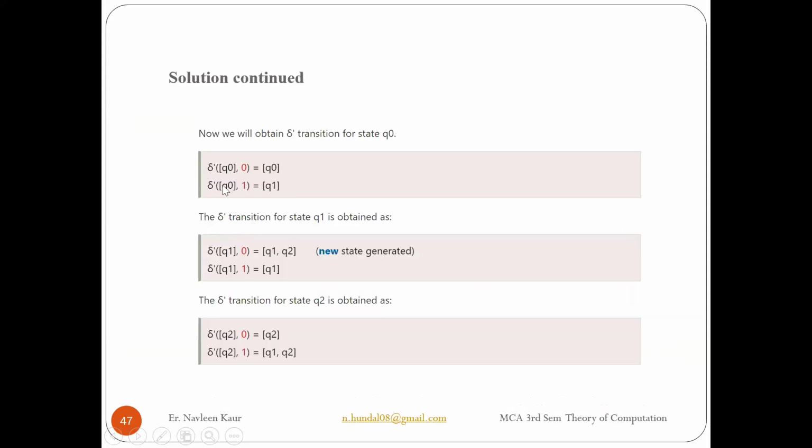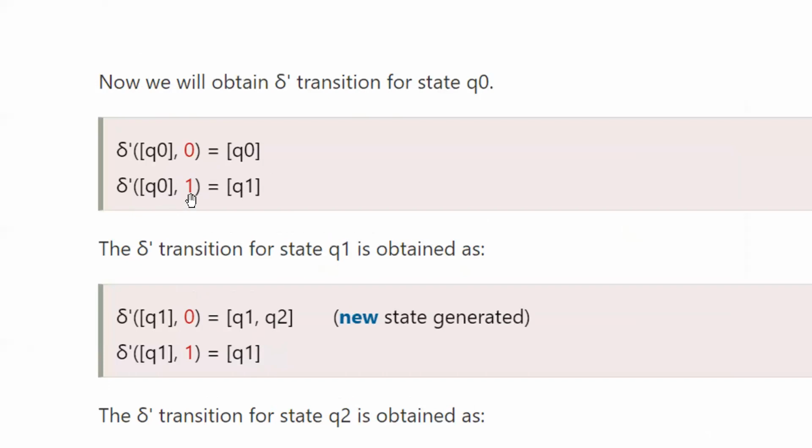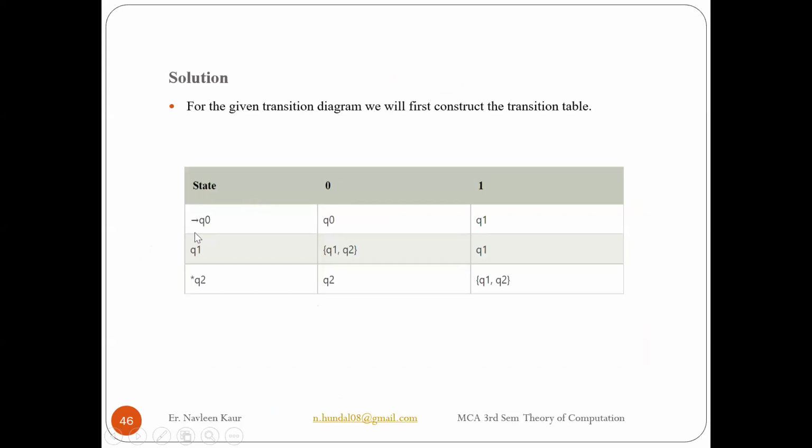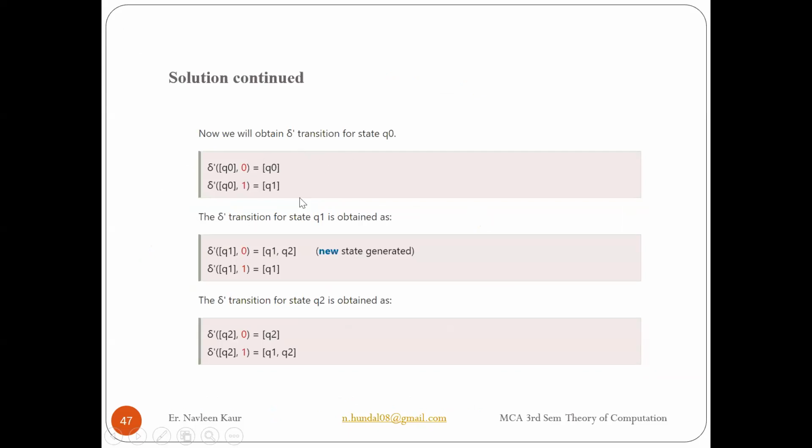Second one, Q naught when it gets 1. There are two possibilities only, 0 and 1. Q naught when it gets 1, where is it going to take you? It is going to take you to Q1. I am just writing everything in the transition table in this form. Now Q naught is done.